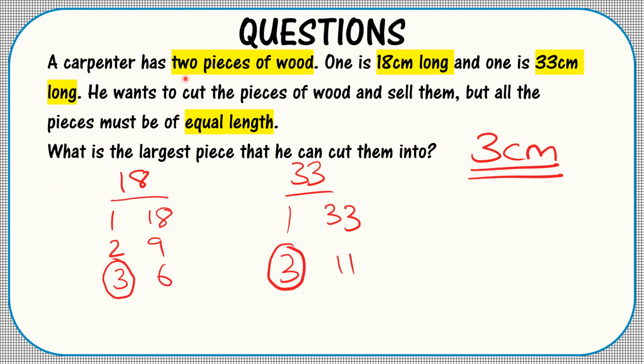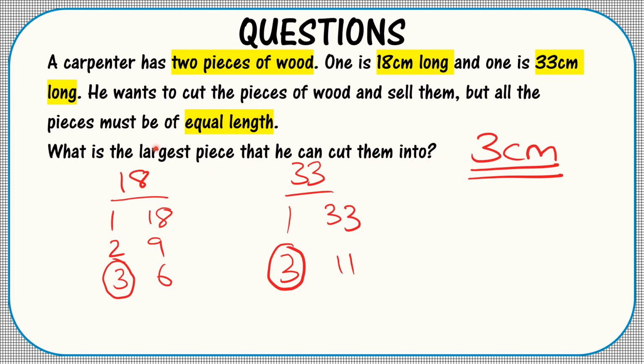So similar to the last question, we'll have a read through this first. A carpenter has two pieces of wood. One is 18 centimeters long and the other one is 33 centimeters long. He wants to cut the pieces of wood and sell them, but all the pieces must be of equal length. What is the largest piece that he can cut them into?